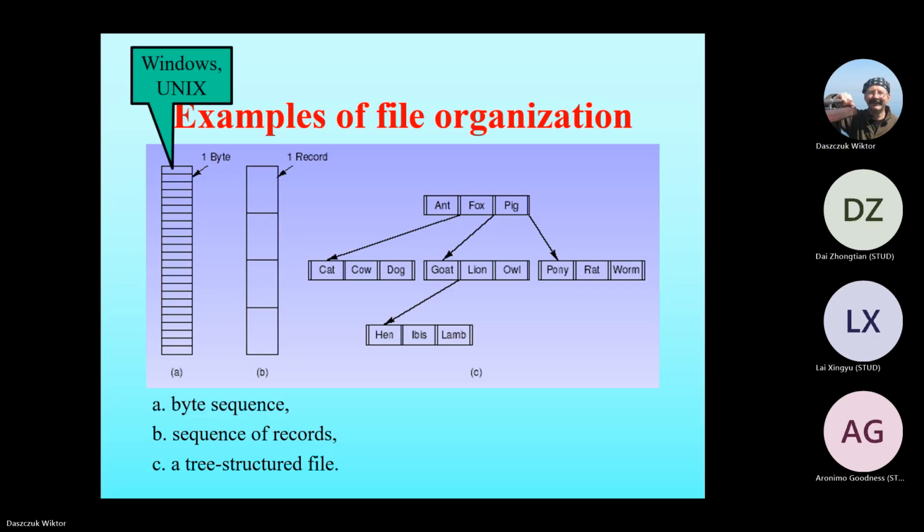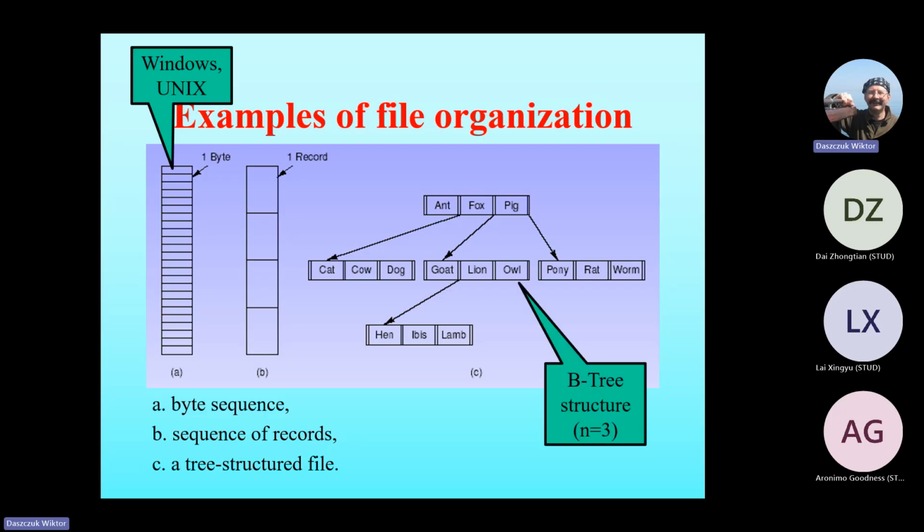It has a B-tree like arrangement. It is not strictly a B-tree because a B-tree has the lowest level always filled. In Unix and Windows, we have only those files, but in other operating systems, you can find sequential or indexed files. It is like a B-tree with n equal to 3.